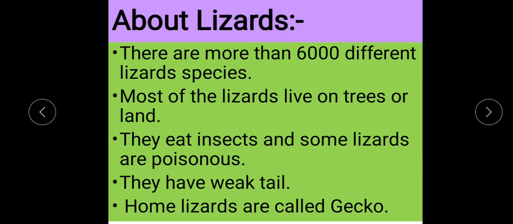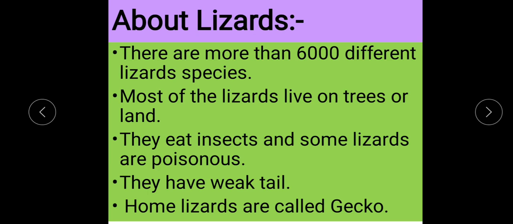Okay. Next, home lizards are called gecko. We all have observed that some lizards move on the walls of houses and buildings, right? Those home lizards are called gecko. One more thing, home lizards carry harmful bacteria, and that bacteria can cause serious illness in human beings, like vomiting, fever, and weakening of the immune system, right?